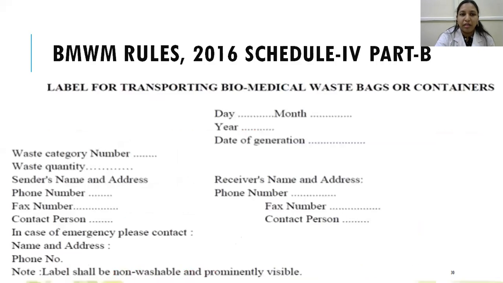And this one is Part B. This is also for the biomedical waste bags or containers during transport, which should have a label. So what is the waste which is generated, how much quantity in kgs or whatever, and the sender's name and address, that is the occupier, for example our college, Gayatri Vidya Parishad, the phone number, the contact person, whomever the RMO or whoever is responsible, and day, month, year, date of generation. So the receiver's name and address refers to the Maradi Valley. So whomever we are sending to, all these details should be written on this.